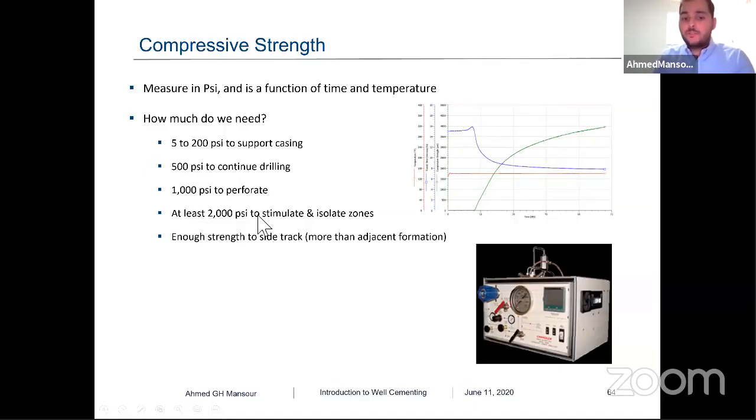Another thing, if they're gonna do a frac job, they need to make sure that the cement achieves 2000 psi before they do the frac job. So this is an important result that you should send to the operator company or to the drilling engineer for every single cement job.